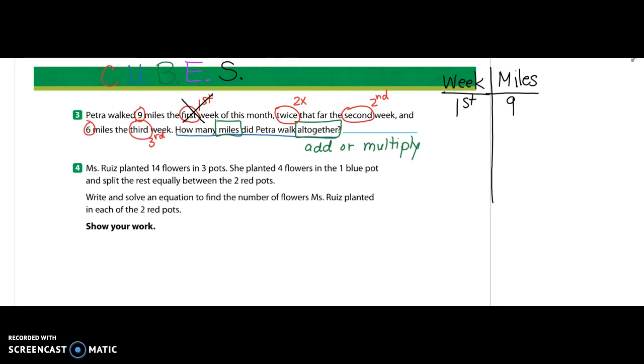And the second week, there I go again. There's another adjective to describe the week. The second week, she walked twice the first week. So that's 2 times 9, which is 18.